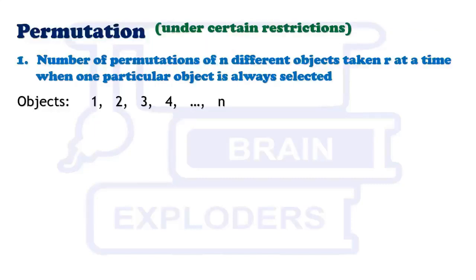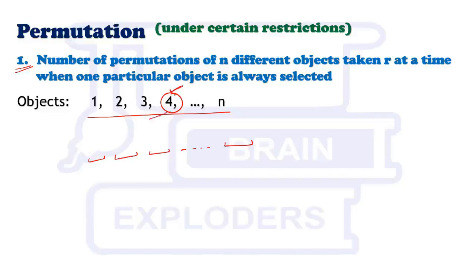Now we will see the number of permutations of objects under certain restrictions. The first restriction we will study is the number of permutations of n different objects taken r at a time when one particular object is always selected. Suppose these are the given n objects, and it is said that 4 must be selected in our permutation. We have to make a permutation of any r of these objects, but 4 must be there. Since 4 must be there, let us first select 4. What are the possibilities for 4?